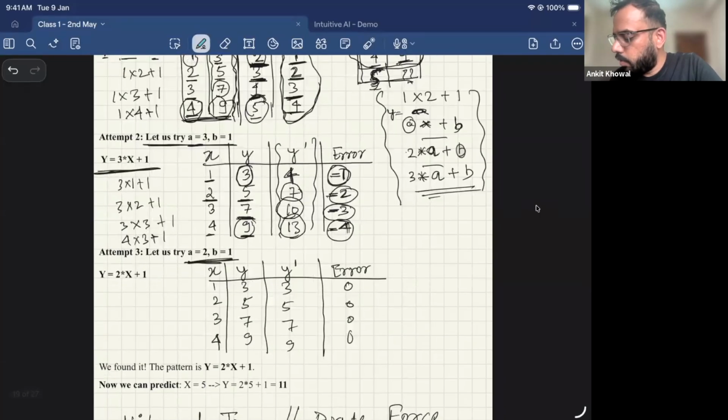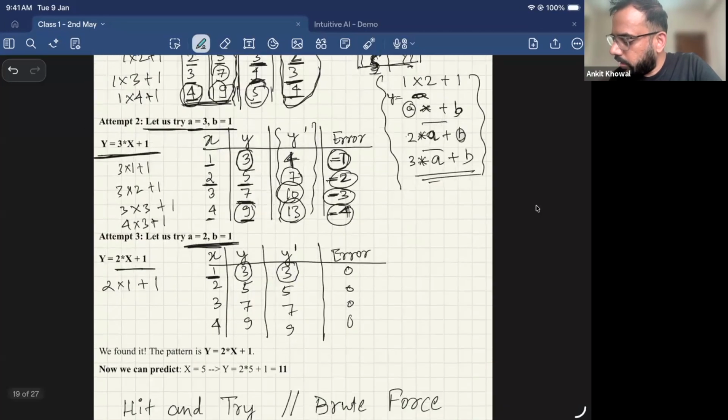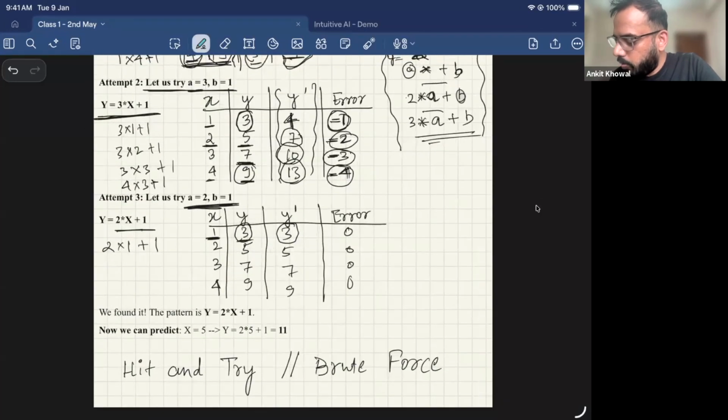Similarly for A equal to 2 and B equal to 1, the equation becomes 2x plus 1. So for this data point I'm calculating 2 into 1 plus 1. My output is 3, and the training data is also saying 3. Oh, I'm right here. Now again, let's take 2 into 2 plus 1, so it gives you 5. So it will say that my output is 5 here, and the training data also said it is 5. So it is right. Then for 3 and 4, again it will get the right answers, 7 and 9.